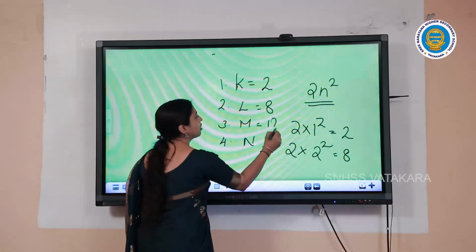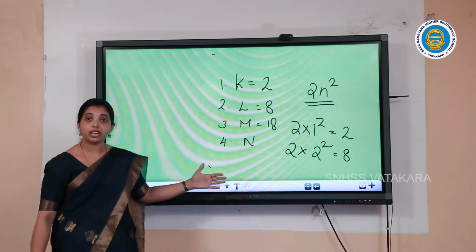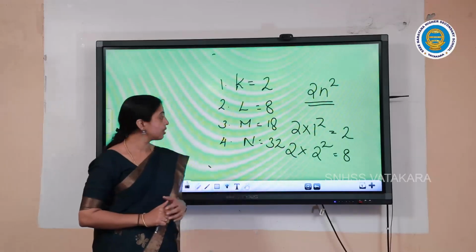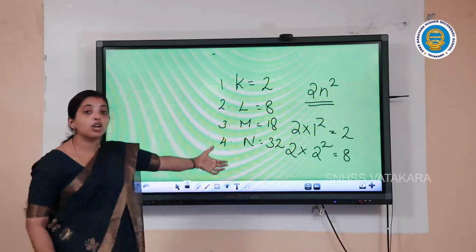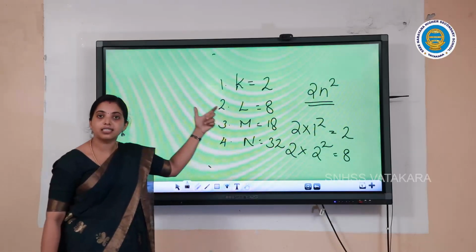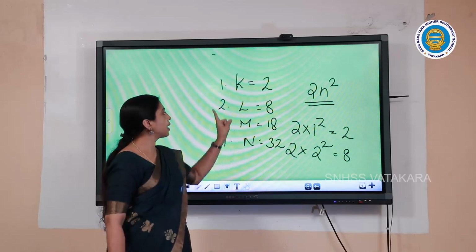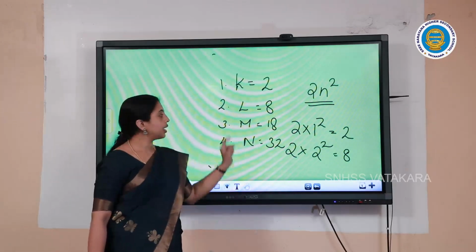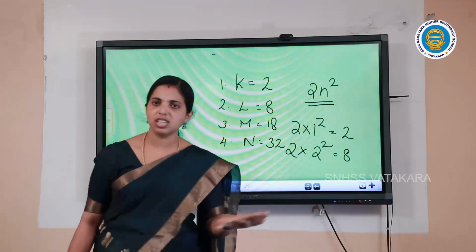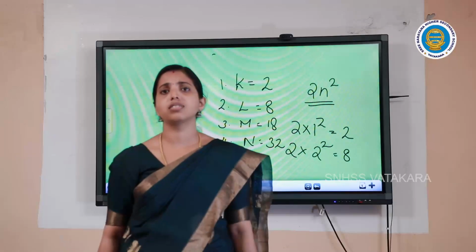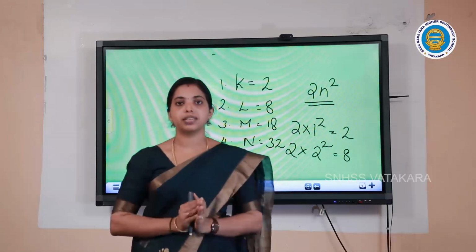M shell is 18. Then the N shell is 32. So these are the total numbers of electrons each shell can accommodate: K shell 2 electrons, L shell 8 electrons, M shell 18 electrons and N shell 32 electrons. These are the main shells.